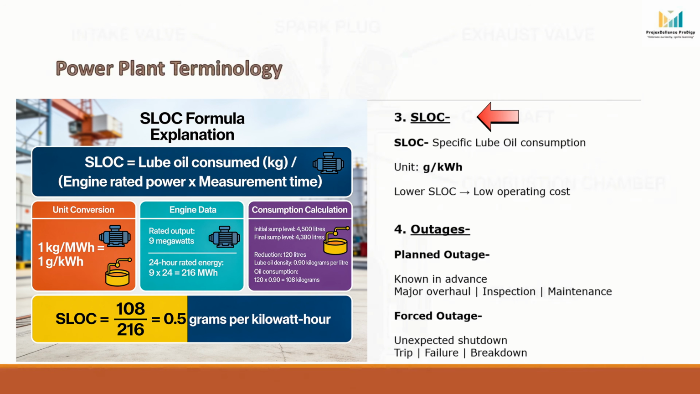For our 9 megawatt engine, the rated energy for 24 hours is 216 megawatt hours. So SLOC will be 108 divided by 216, which will give us 0.5 kilogram per megawatt hour or 0.5 grams per kilowatt hour.